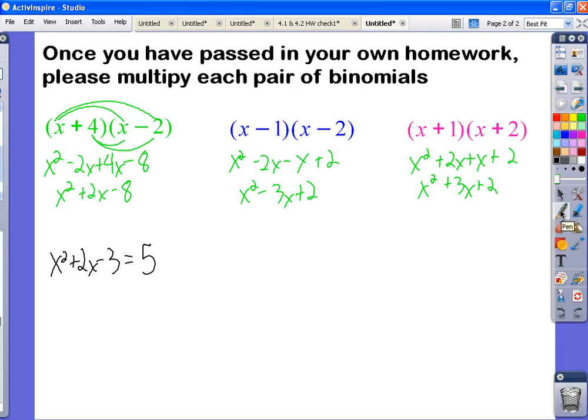Why don't you just guess and look around and try out some numbers. Don't stray too far from zero, but maybe it's negative, maybe it's positive. Try plugging in some numbers, see if you can find the other solution. There is another solution, besides 2. Another solution.